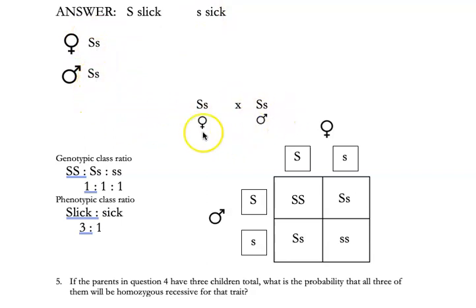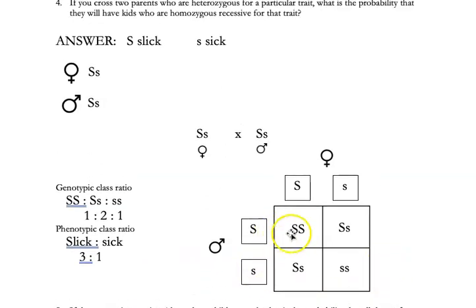And I do my cross here. They're a heterozygote male and heterozygote female. Look at the contributions, and I end up with 3 genotypic classes: big S big S, big S little s, and little s little s. Now, the ratios are one of these and one of these, or actually not one, but 2 of these. When we talk about phenotypes, all 3 of these are going to be slick, and one individual is going to be sick.